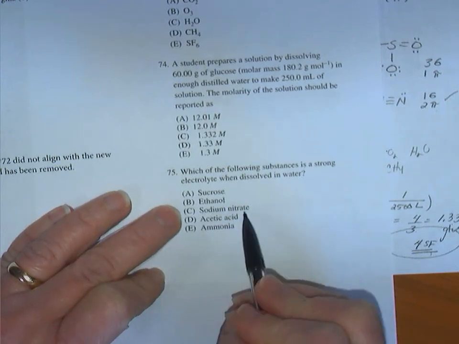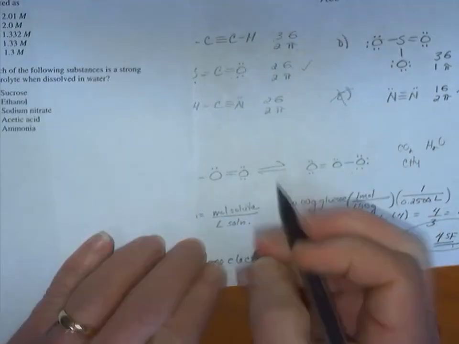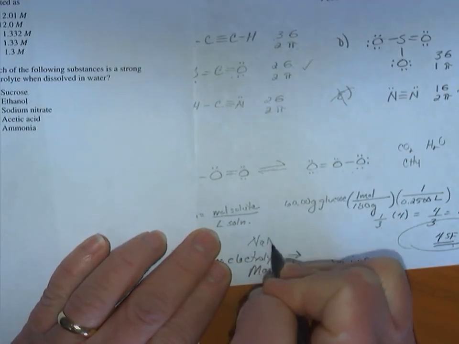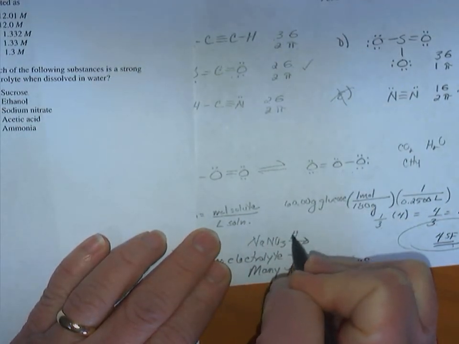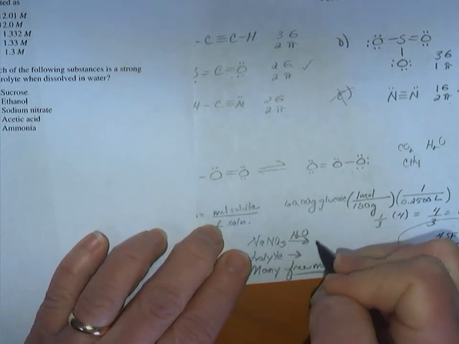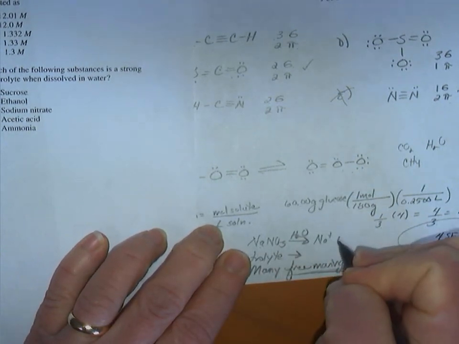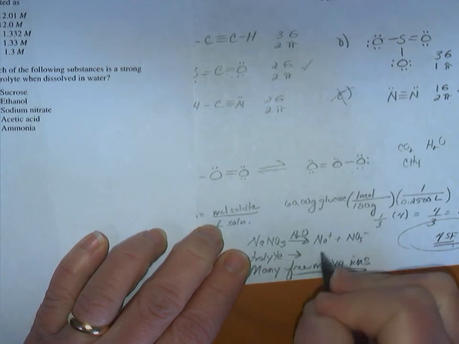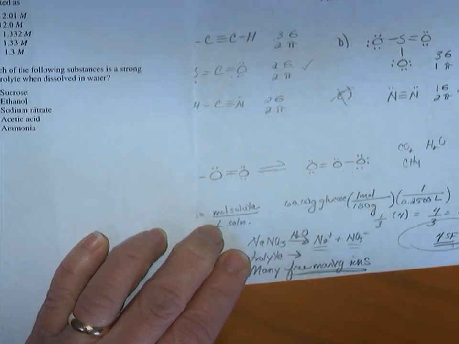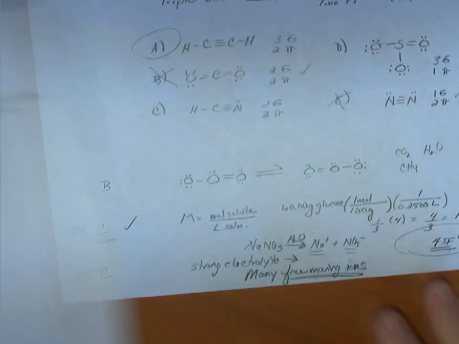But sodium nitrate, being ionic, we know that sodium nitrate will completely dissociate. All sodium, all nitrate compounds are soluble. So you will get complete creation of cations and anions. So for 75, choice C is it.